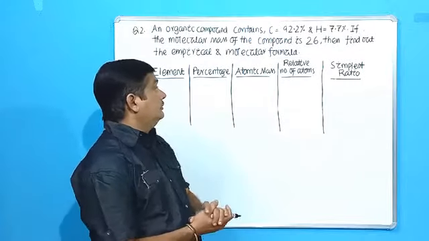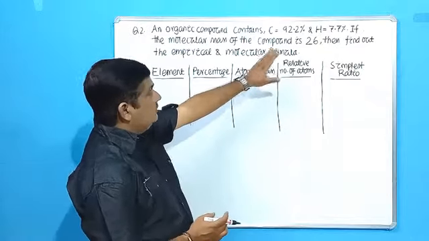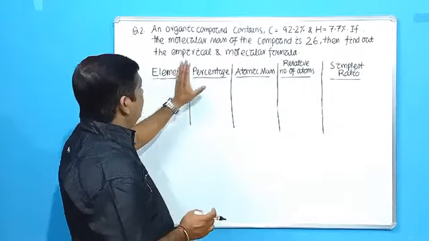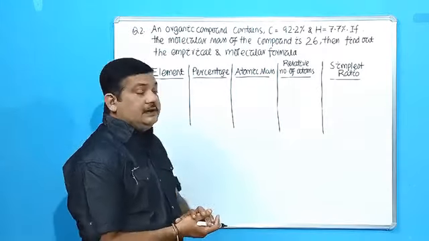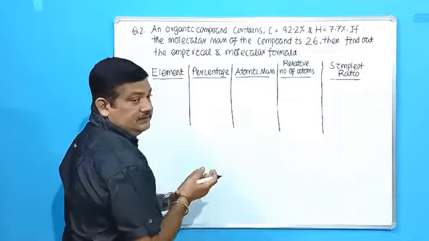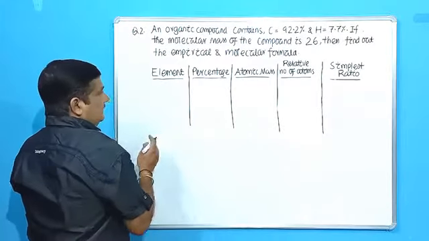Next, students, we will go to question number 2. An organic compound contains carbon 92.2% and hydrogen 7.7%. If the molecular mass of the compound is 26, then find out the empirical formula and molecular formula. So only 2 elements are given. We will start. I have kept the same columns required everywhere.